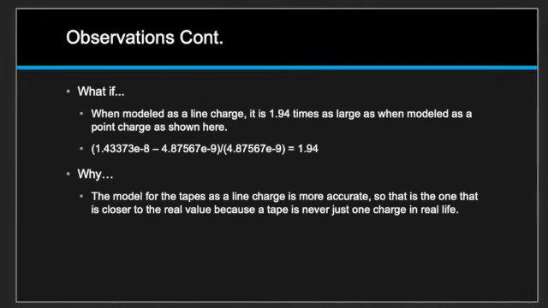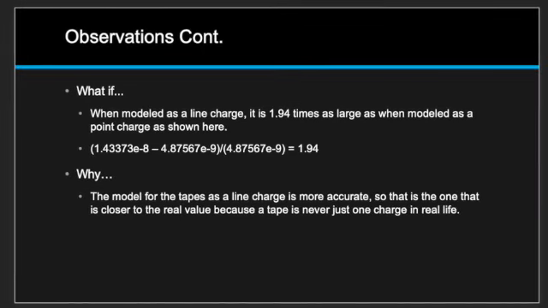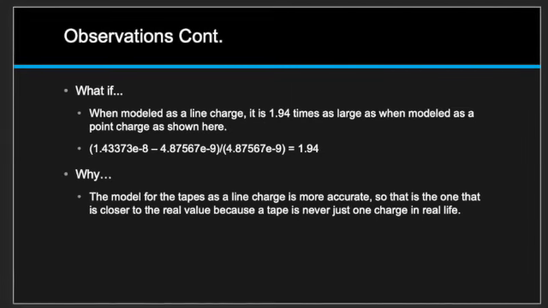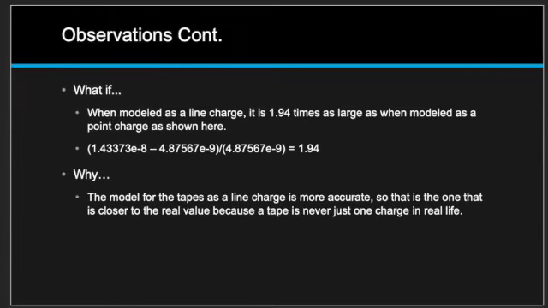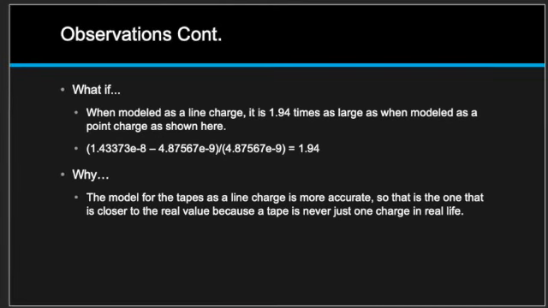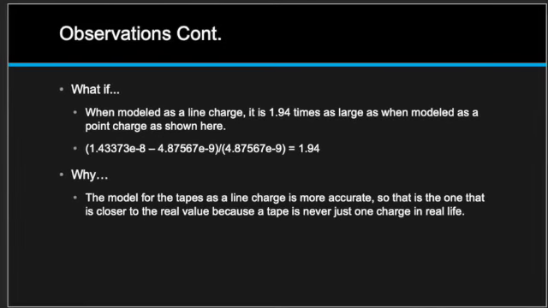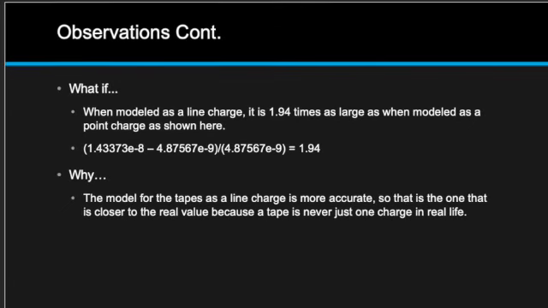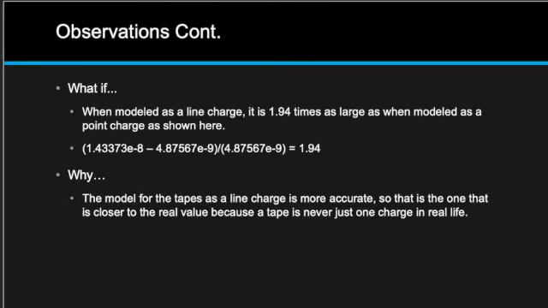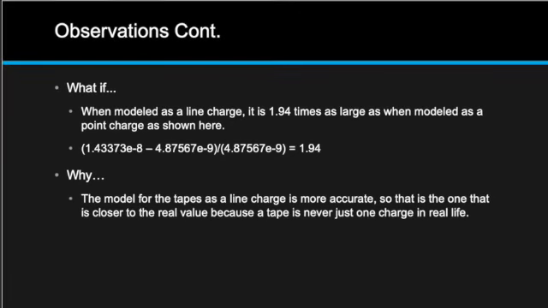And the new charge was 1.43373 times 10 to the negative 8th, and the old charge from the original lab was 4.87567 times 10 to the negative 9th. And by using that formula, we get that when modeled as a line charge, it is 1.94 times as large as when modeled as a point charge, as shown here.